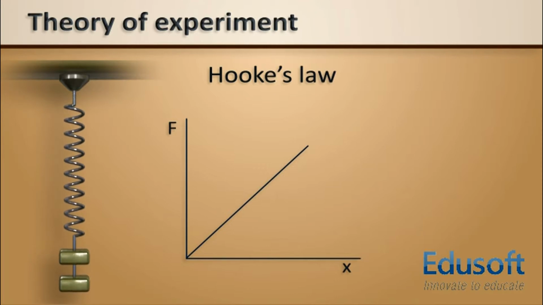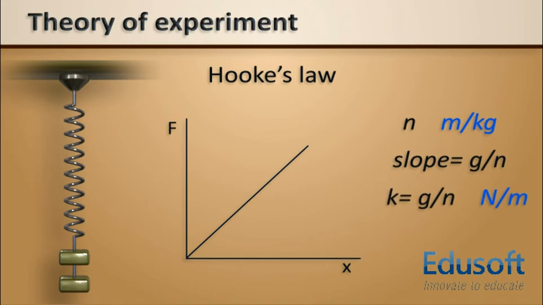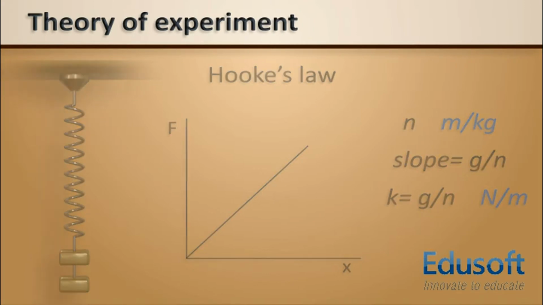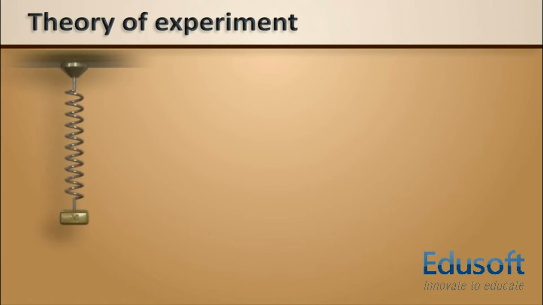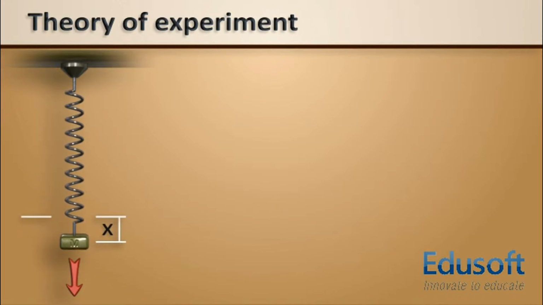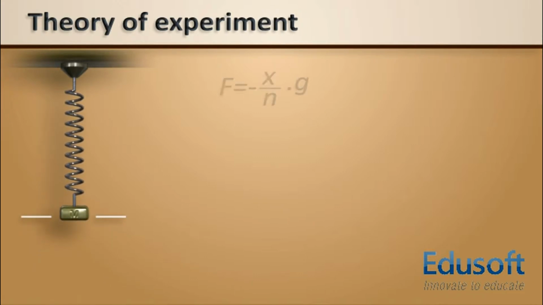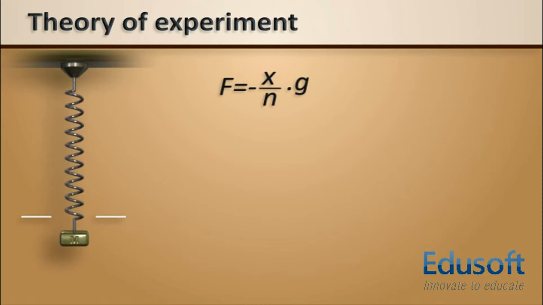From this portion, the extension per unit mass n of a load can be obtained from the slope, where the slope equals n divided by g, and from which k equals g divided by n. If now a mass m is attached to the spring, and the spring is extended a further distance x, a restoring force of x divided by n multiplied by g is called into play.